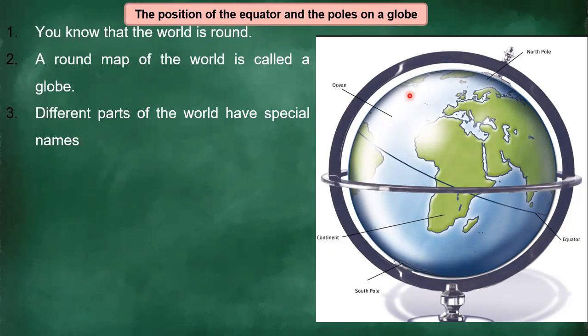So on the group chat, Kokezo says we have the North Pole and the South Pole. Yes, that is correct. Here we have the South Pole and we also have the North Pole on top. Okay. Who else? You can raise your hand and tell us.